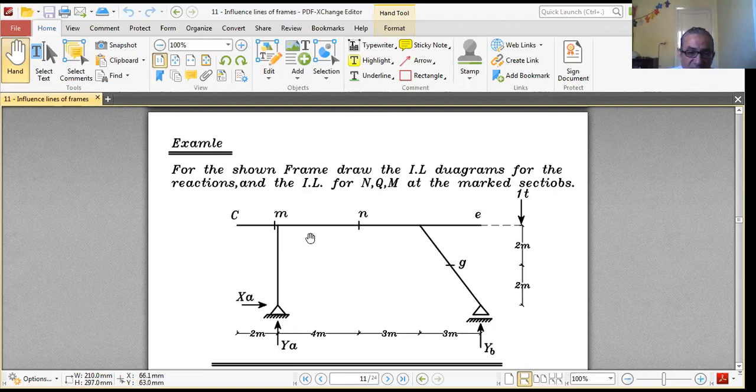So we have the frame like this: vertical leg, inclined leg. At A, we have a hinge, with X_A and Y_A. At B, we have a roller, Y_B. It's not a link member, it's a column. We have the span of the beam, I mean the distance between the supports, which is 10 meters. The upper beam is 7 meters, with 3 meters of right cantilever and 2 meters of left cantilever.